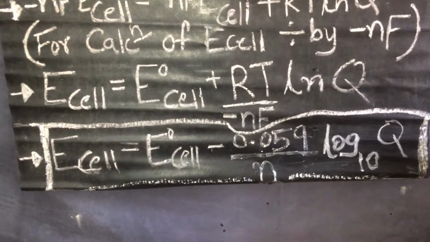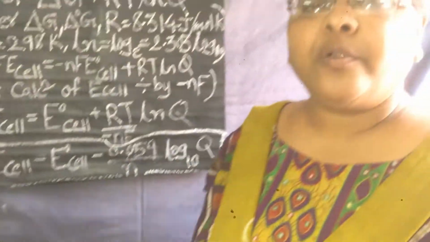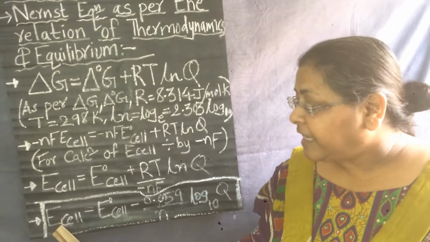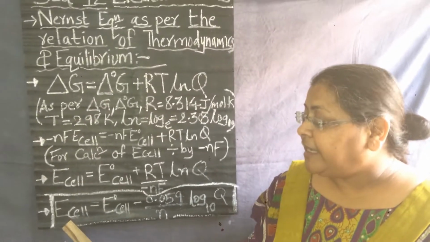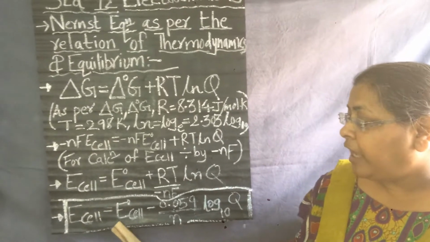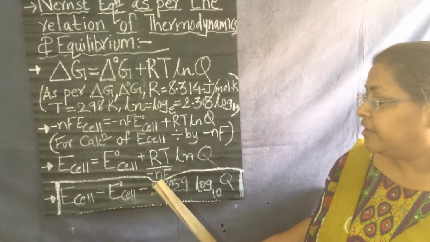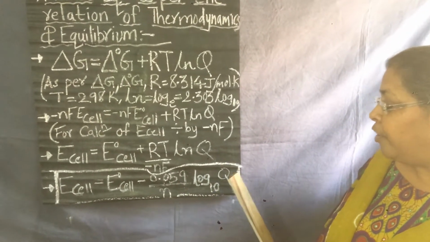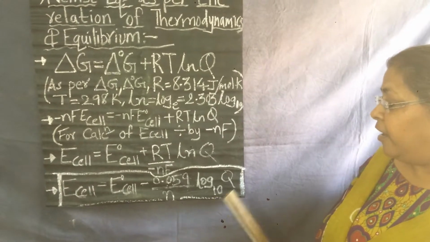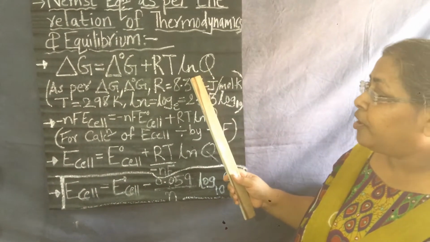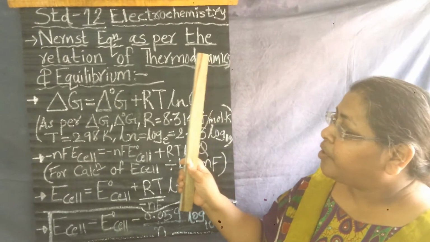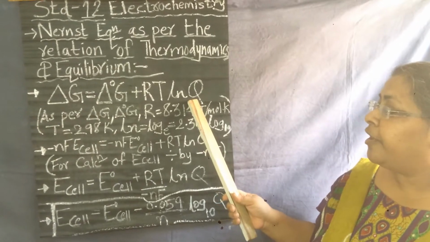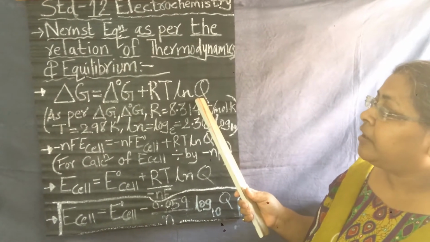And so, whenever the temperature is given, T is equal to 298 Kelvin, we always take this equation to calculate the E cell. E cell is equal to E degree cell minus 0.059 upon n log of Q to the base 10. Log of Q, you must know, as I have written, in the relation of thermodynamics and equilibrium, Q stands for the equilibrium reaction coefficient.